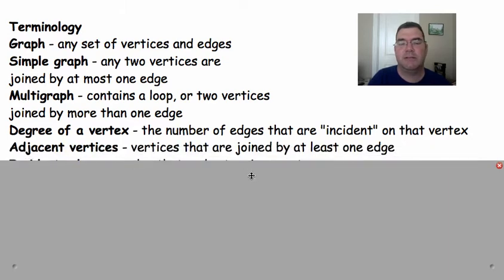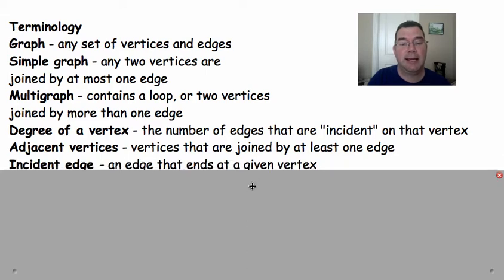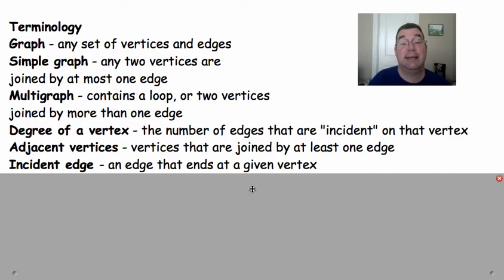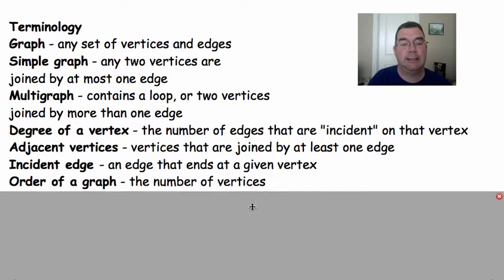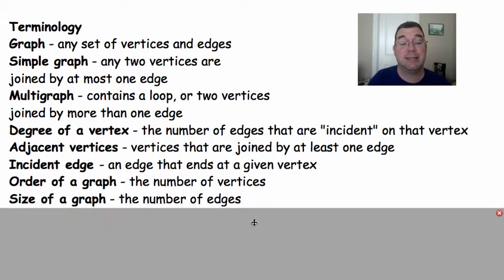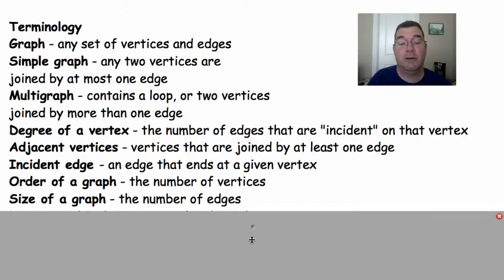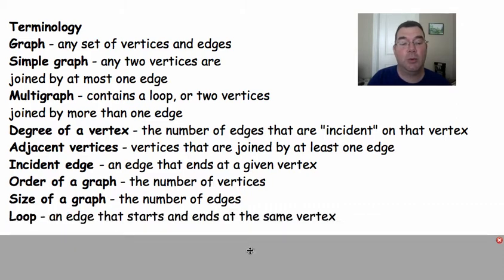Adjacent vertices are just vertices that are joined together by at least one edge. It doesn't have to be exactly one, it could be more. And an incident edge is any edge that ends at a given vertex. So you can say that an edge is incident with a vertex if they are connected. The order of a graph is the number of vertices, and don't get that confused with the size of a graph, which is the number of edges. So two different measures of a graph. Okay, and we've talked about what a loop is. That's just an edge that starts and ends at the same vertex.